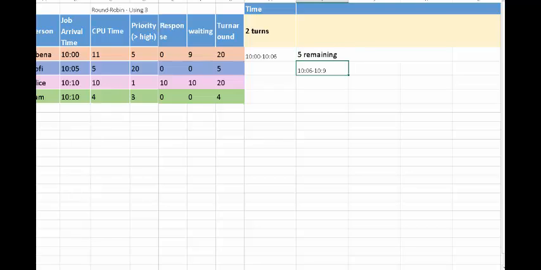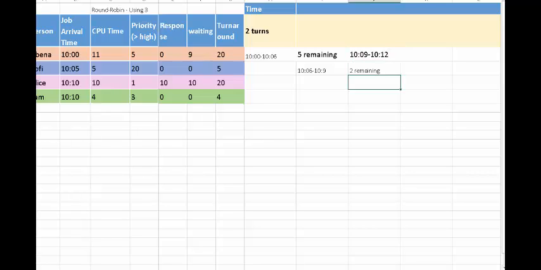Kofi just did 3 out of 5, so that's 2 remaining. How much time does he have left to go? By the time Kofi finishes at 10:09, nobody's in, but Abena is the other person, so she gets to go for another 3, from 10:09 to 10:12.